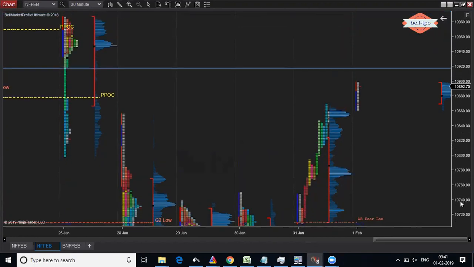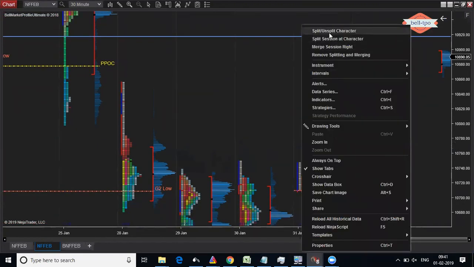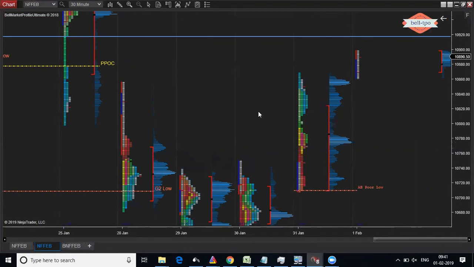But if you look at the structure, a lot of single prints got created. As I said, on a single print day there is no point of control. Nobody is in control; there is no equilibrium. It's only a short covering rally, nothing more than that. I'm not seeing any fresh money coming into the system. If any fresh money were coming in, it would not create an AB poor low. So most likely short-term players are initiating the trade. That is why we are seeing an AB poor low and a poor structure. It is just a short covering rally, nothing more than that.